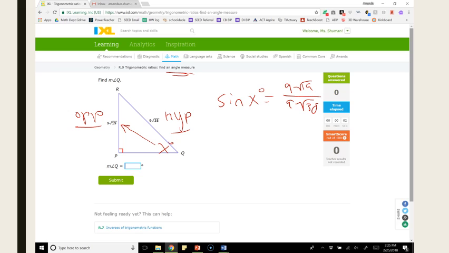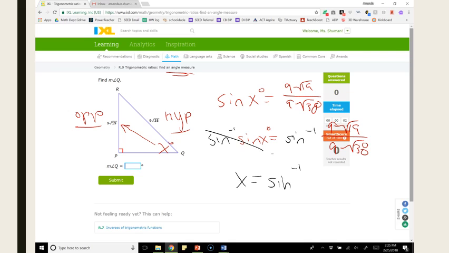Okay, so this is where we get a little tricky. We have to use what's called an inverse trig function. So what we're going to do is we're going to take both of those and we're going to raise them to the negative one. So what I'm going to do is I'm going to take sine inverse of sine x equals sine inverse of the 9 square root of 19 over 9 square root of 38. So what happens is when I take a sine and a sine inverse, they end up canceling each other out. So all I get left is x equals sine inverse.